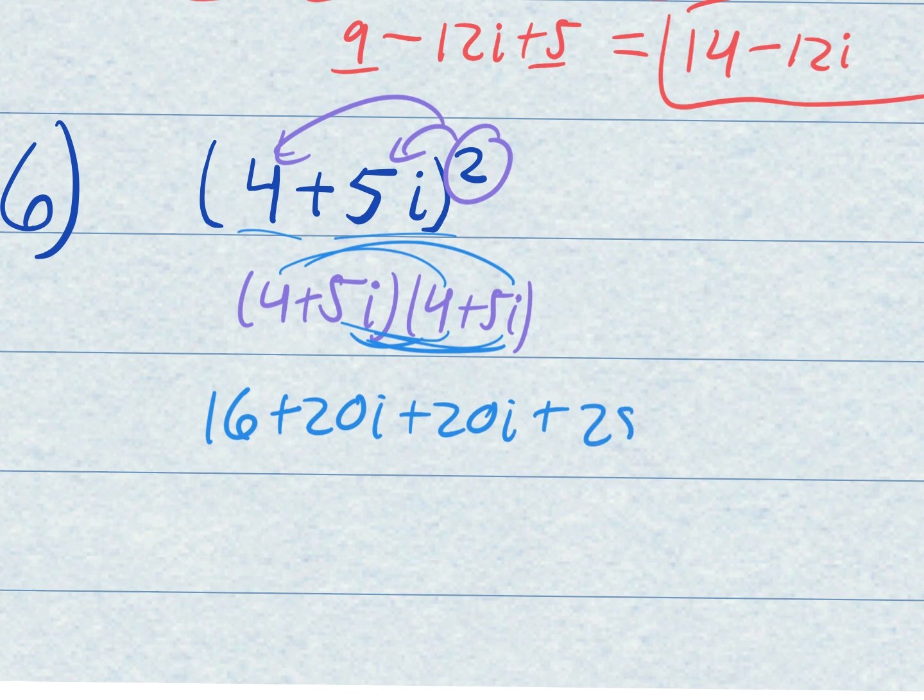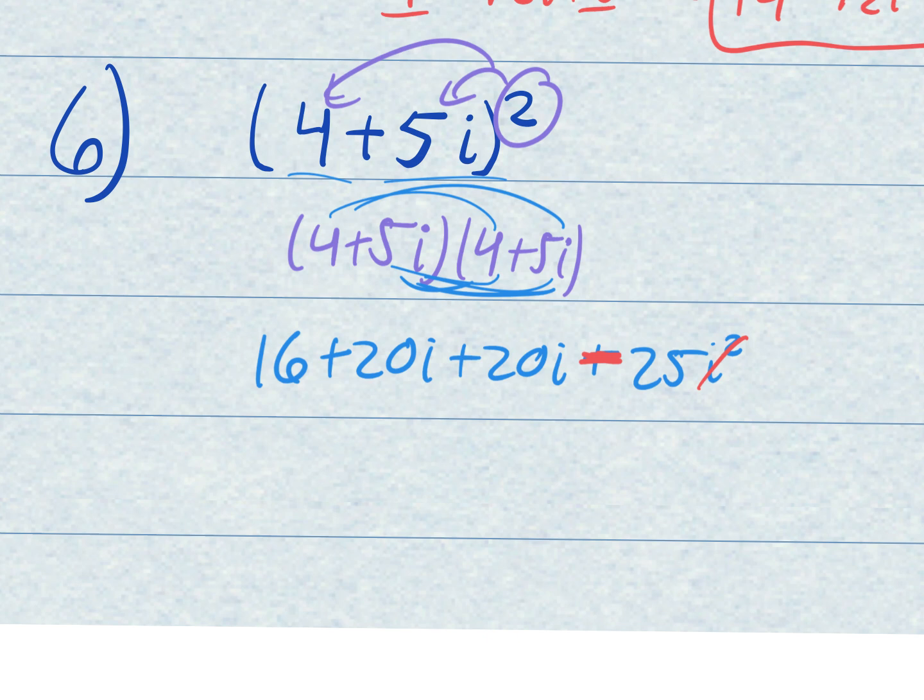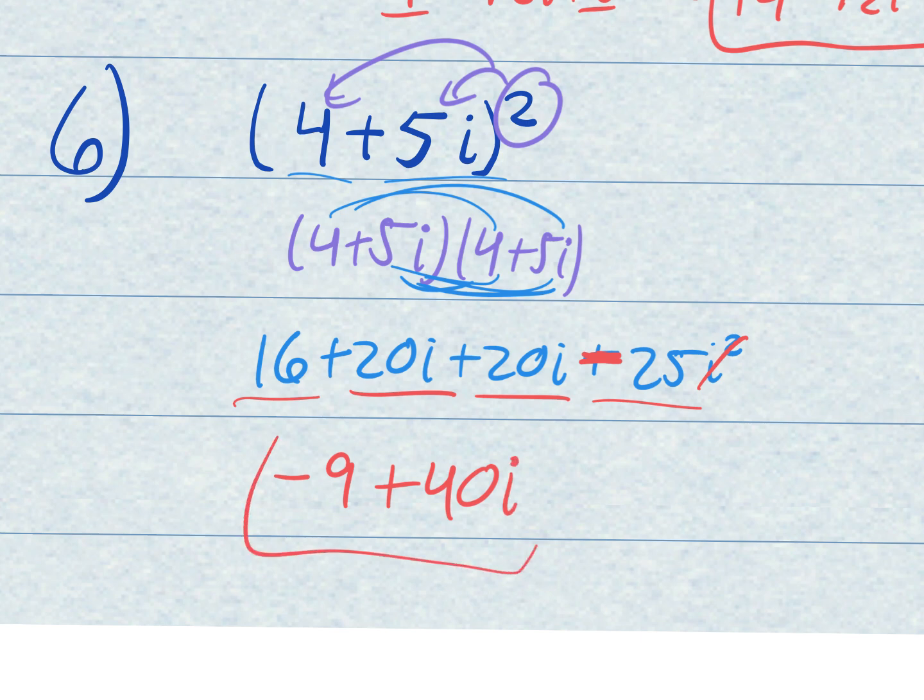And again, anytime you see an i squared, cross it out, change the sign in front. So it becomes a real number, negative 25. Right, so let's combine. 16 minus 25 should get you negative 9. And then 20i plus 20i should get you 40i. Right, so this is your answer in standard form.